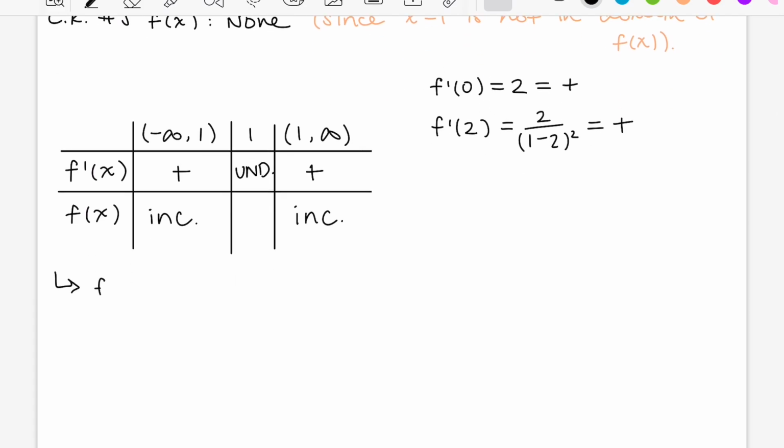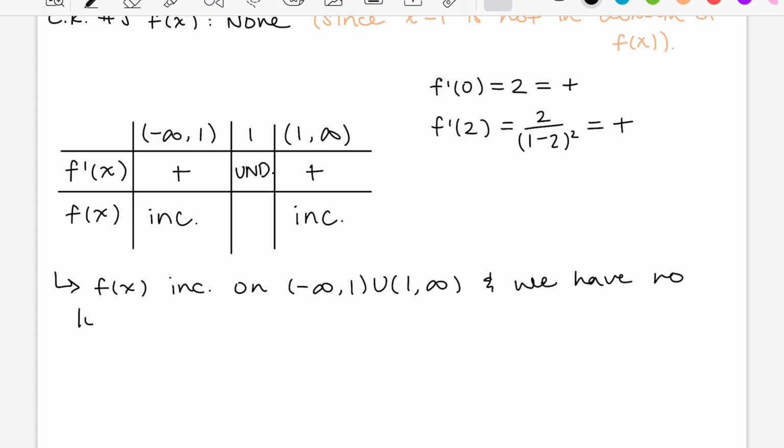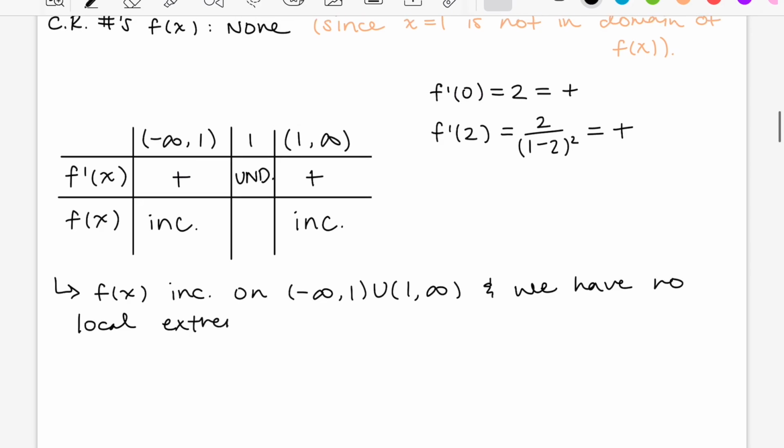So we can conclude that our function is increasing from negative infinity up to 1, and then 1 to infinity. And we can also conclude that we have no local extrema, right? Since in order to have a local maximum or minimum here, f of x would go from increasing to decreasing or vice versa at this point. And since we're not going from increasing to decreasing or vice versa, we don't have any local extrema here.